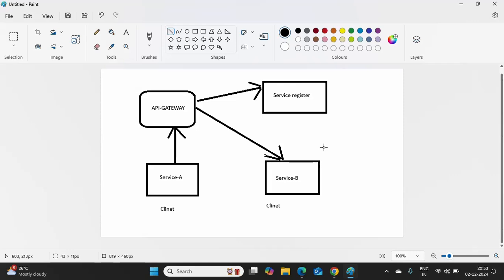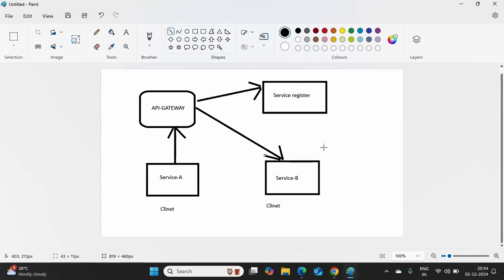So what is the difference between the client-side and server-side service discovery pattern? In the client-side service discovery pattern, all the responsibility is taken care of by the client application. Now we have two clients: service A is one client, service B is one more client. So both clients need to take care of the load balancing concept, and at the same time both need to get the information from the service registry. But in the server-side service discovery pattern, the client won't worry about the load balancing.